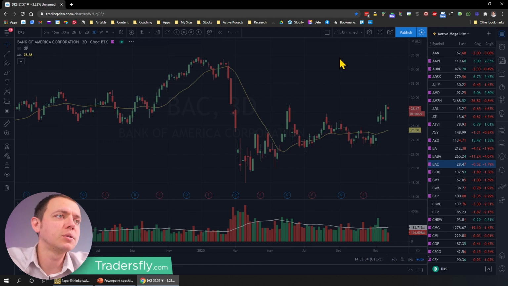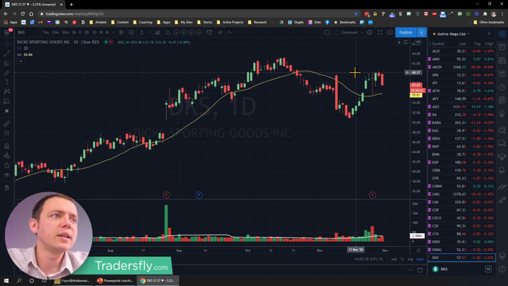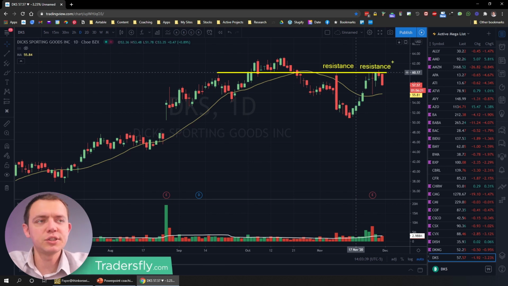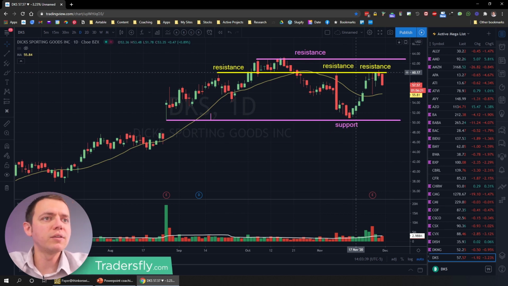DKS, also near highs and resistance right here. If I go to maybe more of the daily, you'll see it's kind of right at resistance. There's your resistance, there's your resistance, here's your resistance. You've got a secondary resistance level also right here. So the stock is having a bit of trouble. Here is kind of your support level, and there's your support level. And of course, this is your gap. And you're kind of right at the top.